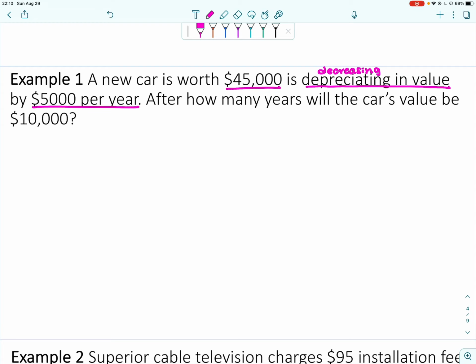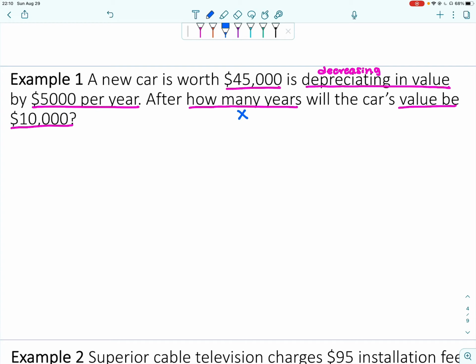After how many years will the car's value be $10,000? So how many years will the value be $10,000? So my unknown, the thing that I'm trying to find, is how many years. So that's what I'm going to call X. After how many years will the value be $10,000? That's my unknown.